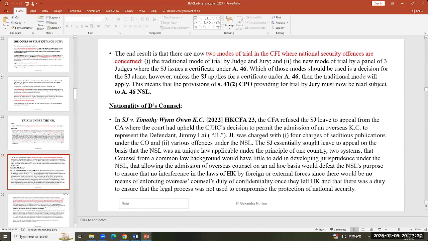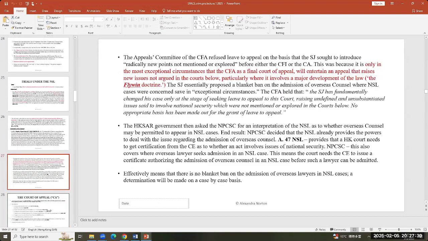What actually happened in this case was that the Court of Appeal found in favor of Jimmy Lai and said that he could be represented by this overseas counsel. The Department of Justice then tried to appeal it to the CFA, but the problem was they tried to raise new arguments that had not been heard in the court below. And the CFA is not a second bite at the cherry, right? You cannot suddenly raise new arguments for the first time before the CFA. So that's the basis on which they declined to interfere.